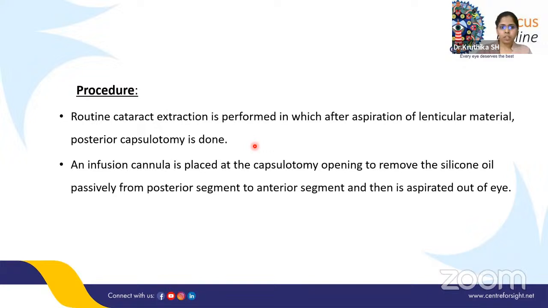The procedure followed here is, after doing a routine cataract extraction in which aspiration of lenticular material is done, we do a posterior capsulotomy either manually, that is capsulorhexis, or using a retractor, after which an infusion cannula is placed at the capsulotomy opening from one end, that is from one port, to remove the silicone oil passively from the posterior segment. And here, what we should make sure is, from the main port, we should use a cannula and depress the scleral lip so that the silicone oil comes en masse from the posterior segment to the anterior segment and is aspirated out of the eye.